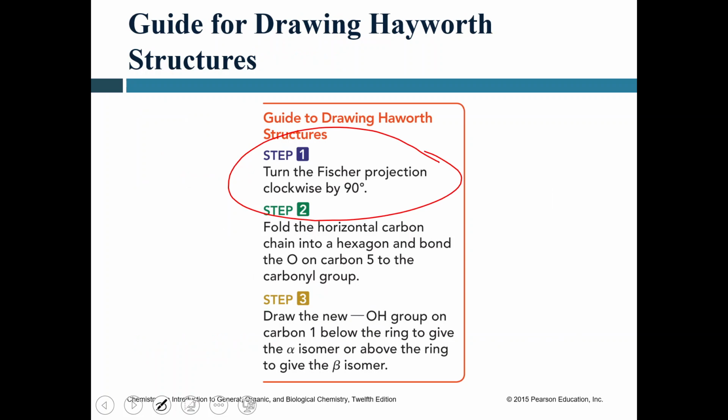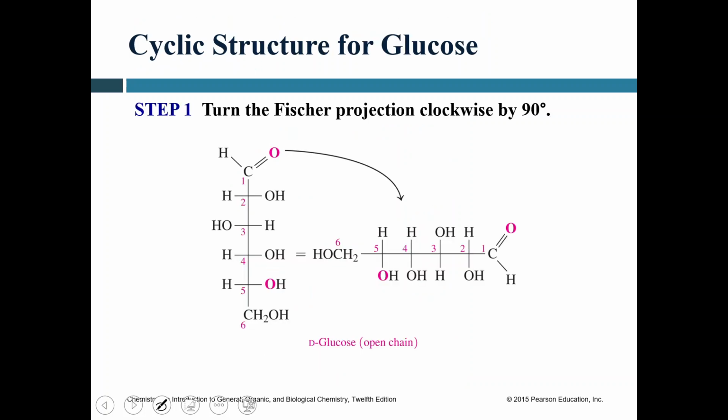First, you need to turn the Fischer projection by 90 degrees. You have to fold the horizontal carbon chain into a hexagon and bond the oxygen on carbon 5 to the carbonyl group. And then you have to draw the new OH group on carbon 1 that is positioned below the ring to give the alpha isomer, or above the ring to give the beta isomer. So here's step 1. We're turning the Fischer projection clockwise by 90 degrees. It's D-glucose.